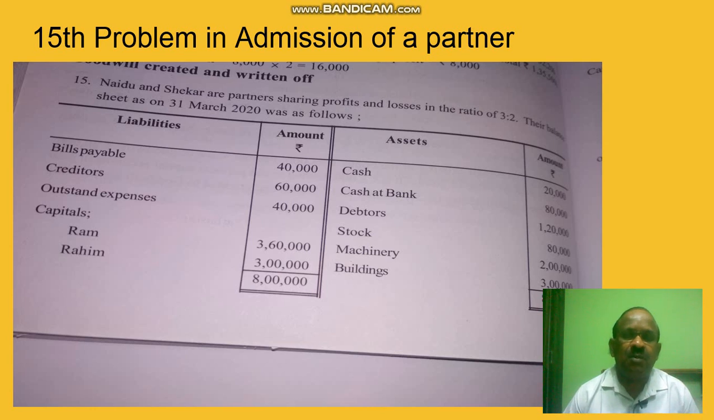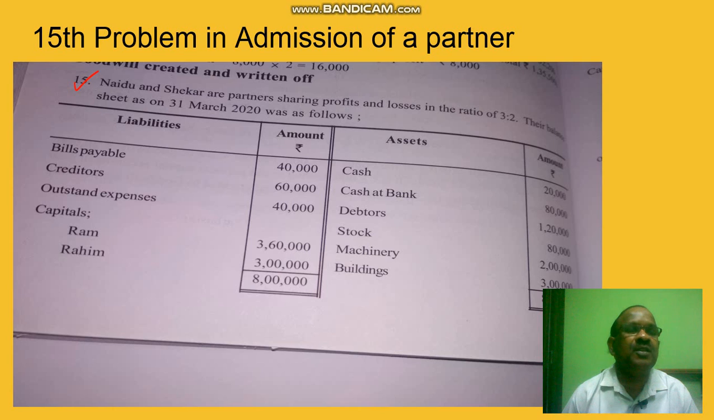Some partners do not show goodwill in the balance sheet because goodwill is an intangible asset, so it is not tangible. It is the fame and name of the company, but many members are not willing to show the goodwill in the balance sheet. In that situation, they create the goodwill and write it off with the entering of the new partner. So in this problem, the 15th problem, students.